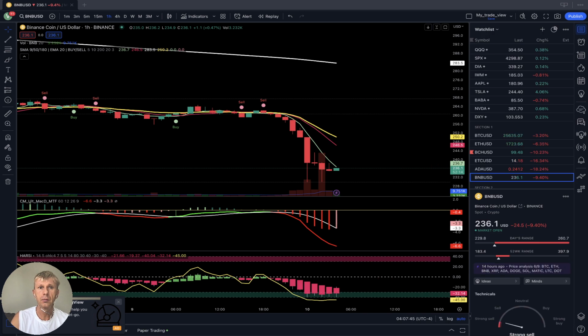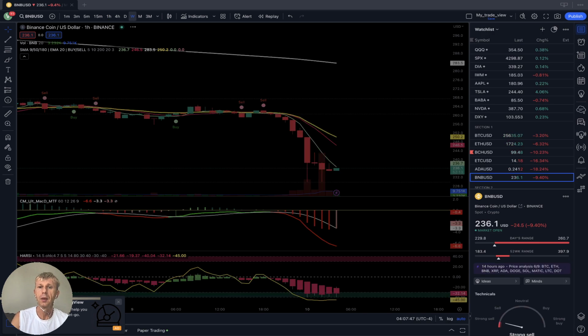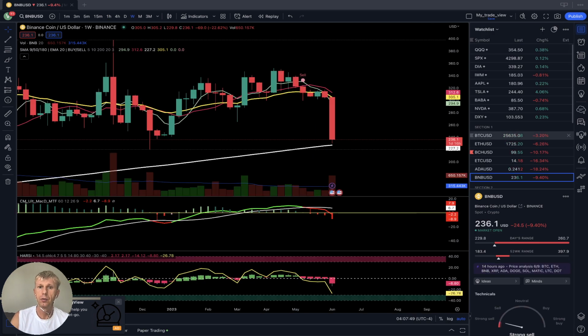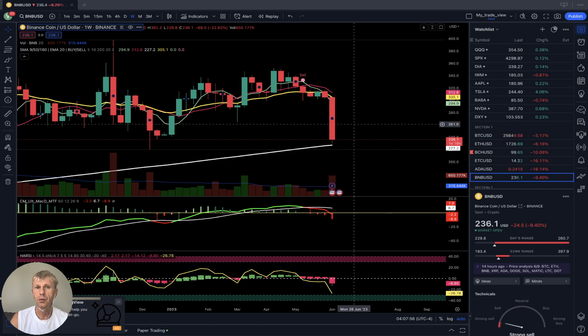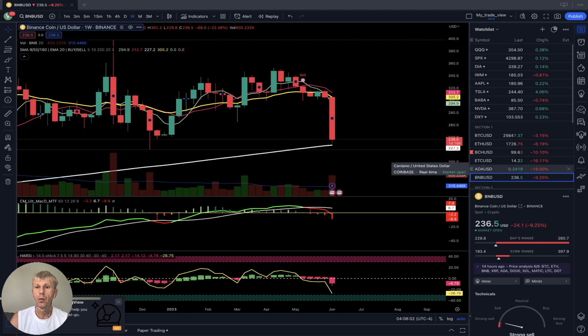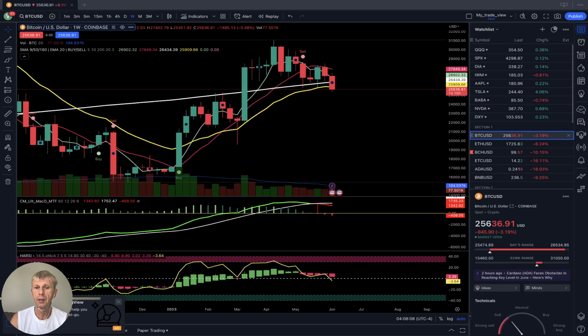Let's do summary on weekly time frame, right? It's a huge bloody week. Bloody week. Look at that. It's a minus 20. Binance minus 22.5%. Even today just minus 10. And all negative, all very negative and very oversold on all indicators.